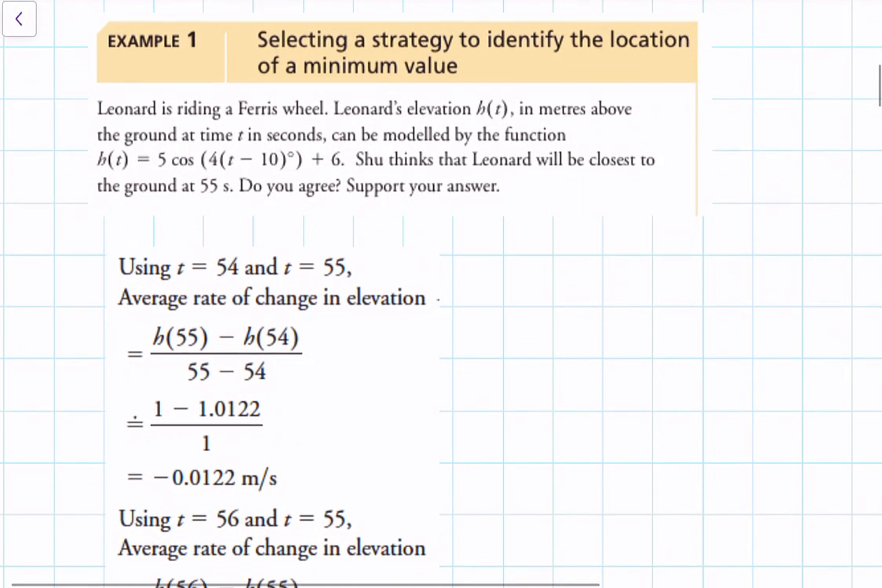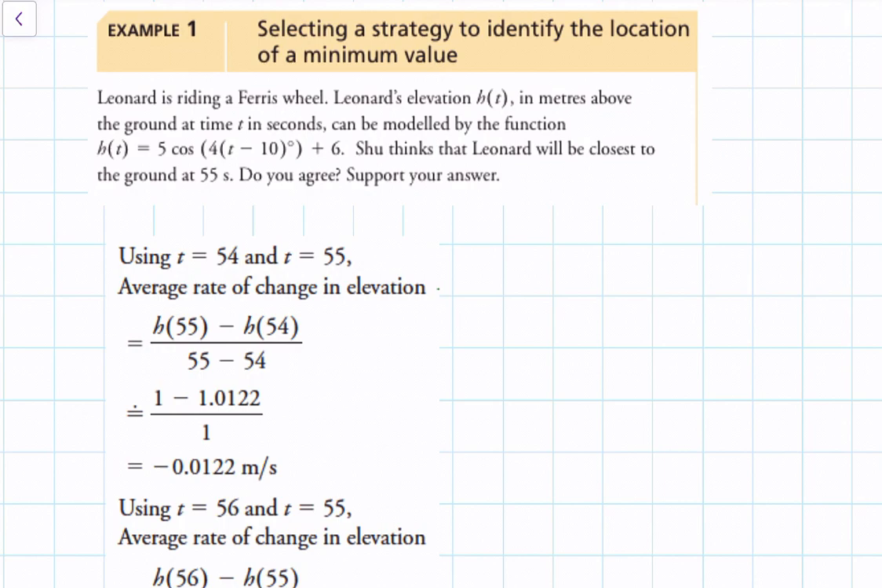So this one, for example, Leonard is riding a Ferris wheel. His elevation, h of t, in meters above the ground at time t in seconds can be modeled by the function h of t is equal to 5 cos of (4 times t minus 10) degrees plus 6. So Shu thinks that Leonard will be closest to the ground at 55 seconds. Do you agree? Support your answer.